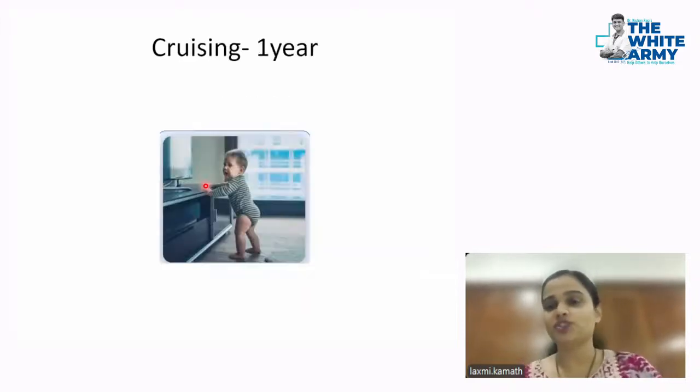This is called as cruising. So after creeping, now the child will go towards the furnitures and will stand and will move around this. So this is called as cruising. So pulling itself to stand and slowly with the help of the furniture, it walks around the furniture. This is called as cruising. Comes around 1 year of age.